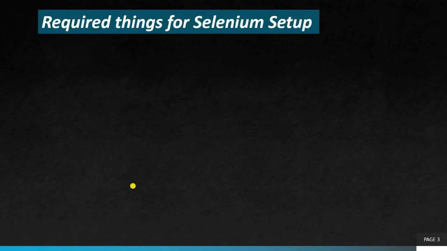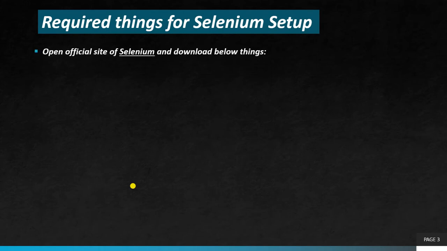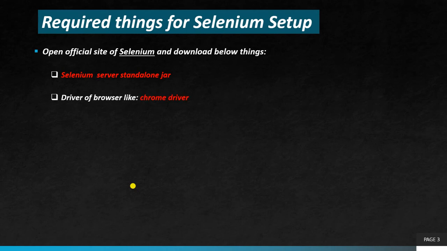So a few things are required to help us with the Selenium setup. This is the official site of Selenium, where you need to get the Selenium server standalone jar, and you need to download the driver of the Chrome browser. So two things in Selenium we always need: the jar, and second, the browser on which we need to execute our code.